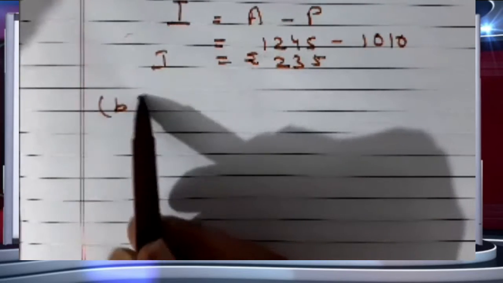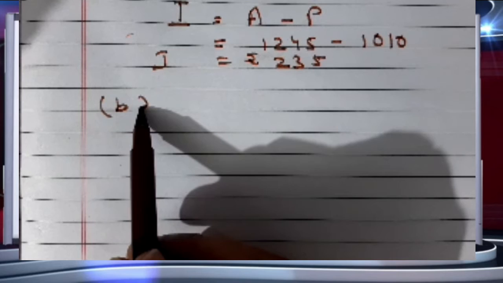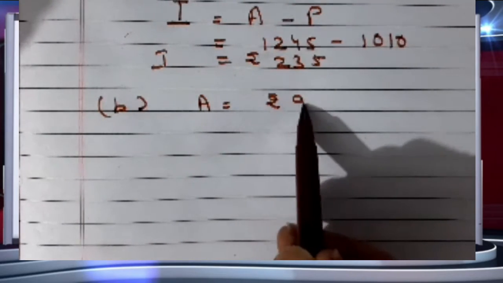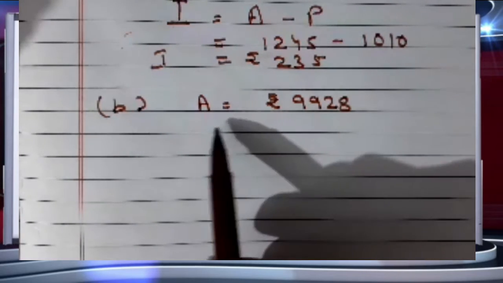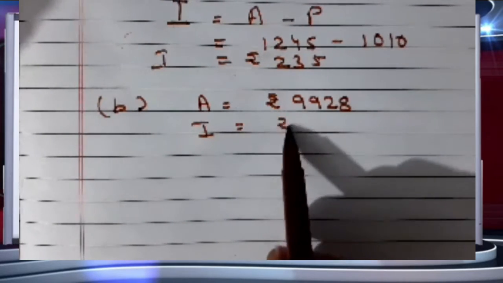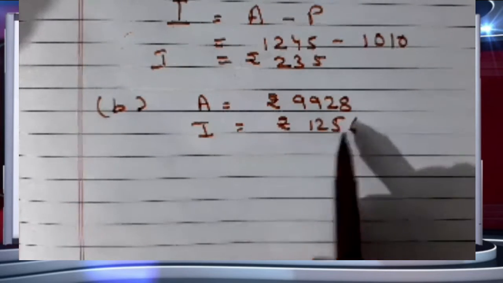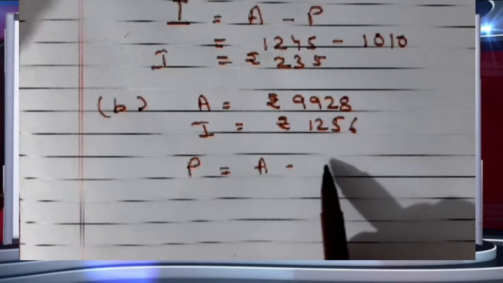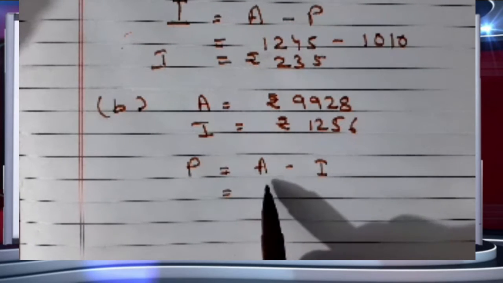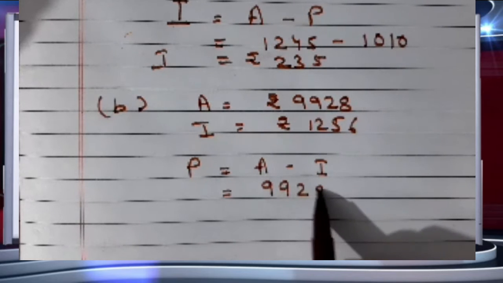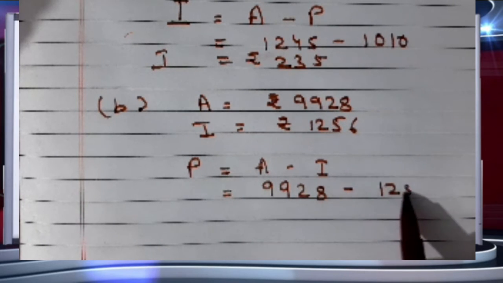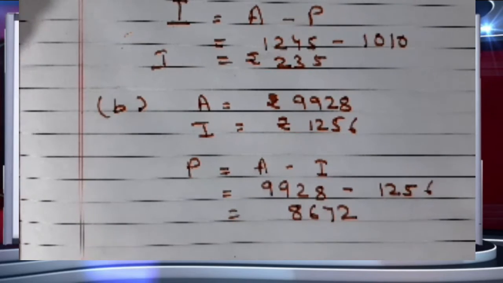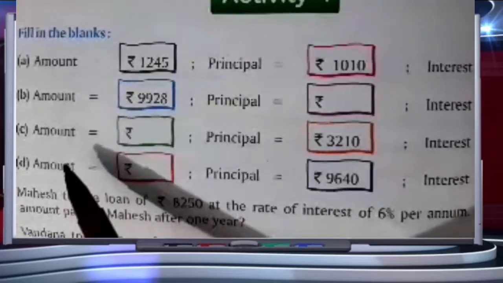Same way, B part. In B part, you have to find the principal. Here amount is given as rupees 9928 and interest is given as rupees 1256. So the formula is principal is equal to amount minus interest. That is rupees 9928 minus rupees 1256, which is rupees 8672.